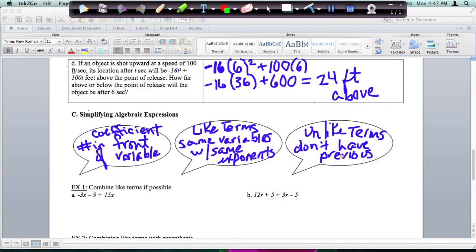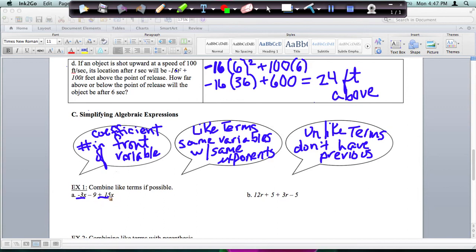So let's look at an example over here. Example 1, combine like terms if possible. A says negative 3x minus 9 plus 15x. So I always say underline your like terms, and the sign is always in front of this term. So here I have a negative 3x, and then its like term is the other term that has an x in it. So that would be, again, take the sign in front, a positive 15x. So I'm combining negative 3x plus 15x. So just add or subtract those numbers in front of the variable.